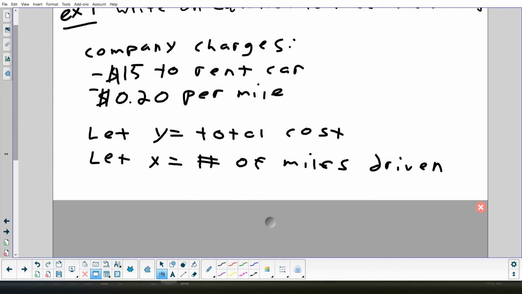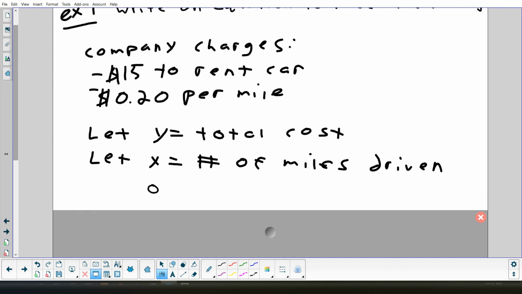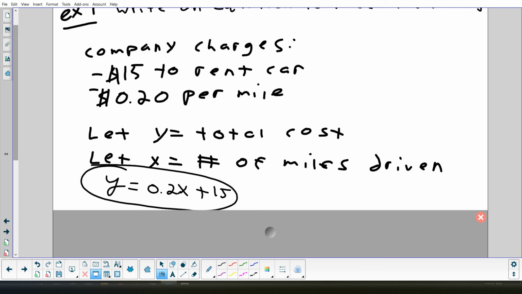So, anyone think they could give me an equation? I'm looking for an equation that gives me the cost as a function of how many miles I drive. So one letter by itself on the left equals, and then a formula. Yeah, Vinny? 0.2x plus 15 equals y. Yeah. Equals y equals the same thing. Yep, there's your equation. Y equals 0.2x plus 15.